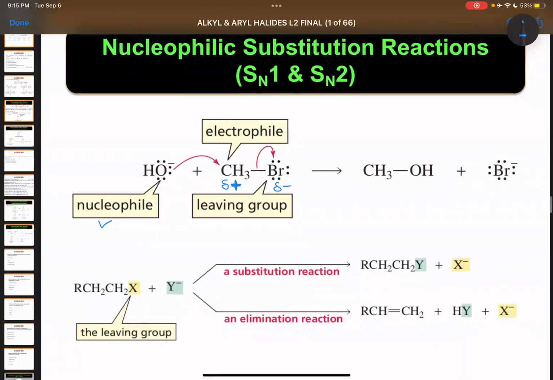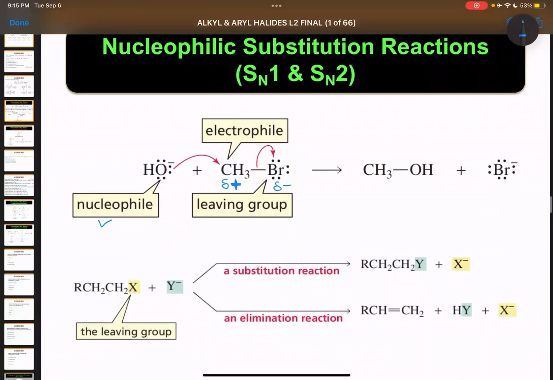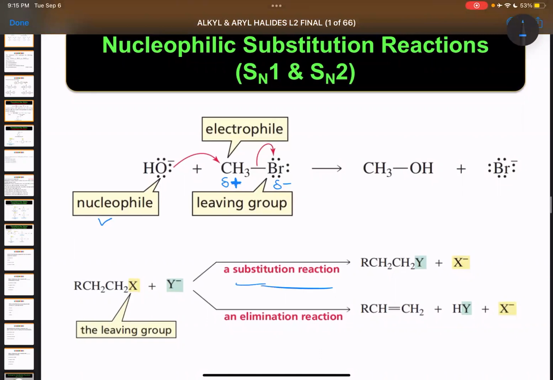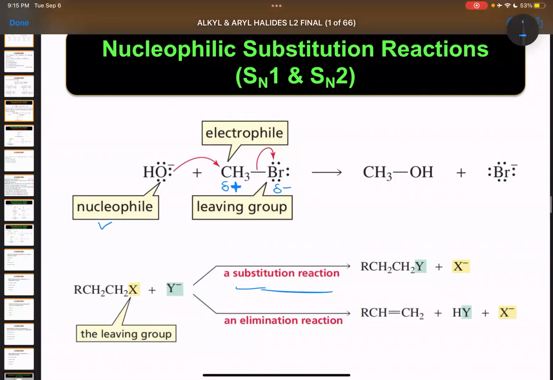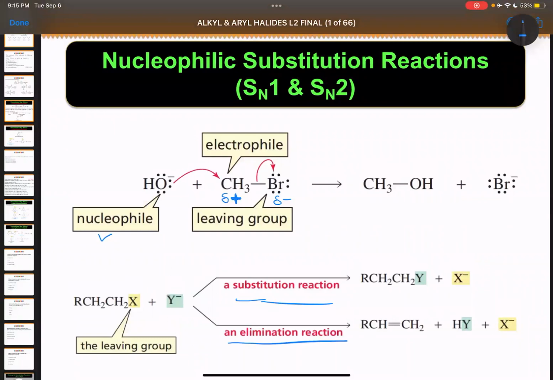Okay, but there is another kind of reaction that can also happen. This is going to be the substitution reaction. Such reactions are substitution, and because the nucleophile is responsible for carrying them out, we call them nucleophilic substitution reactions. And what is another kind of reaction which we will observe on alkyl halides? What is this reaction? Elimination reaction.